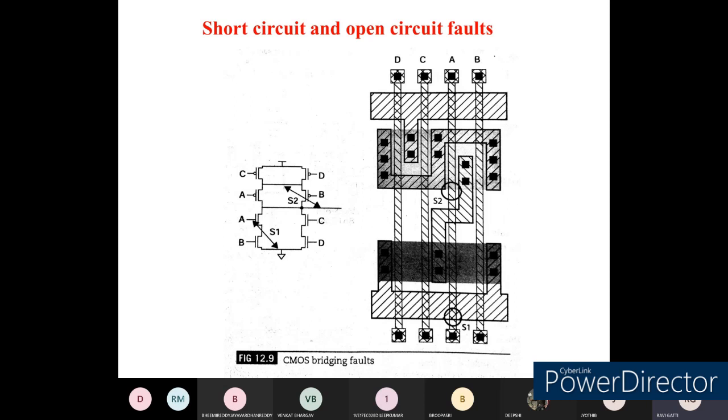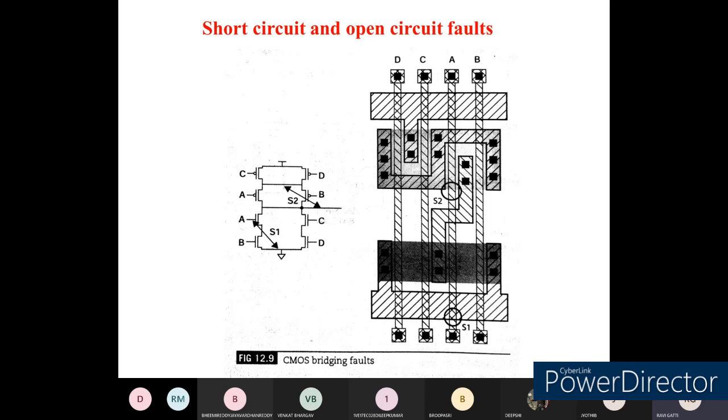Similarly, the short S2 will modify the functionality of the gate terminal. If a short circuit happens between the drain of the PMOS and the source of the NMOS, then we call it a stuck-at-1 fault. Because of this stuck-at-1 fault, the functionality of the gate changes, and it also ensures accurate modeling of the faults at the transistor level.